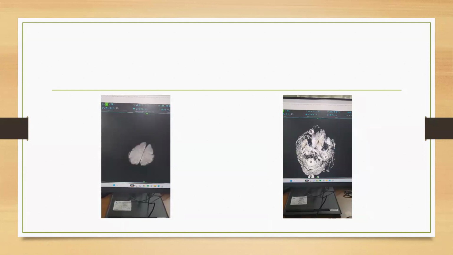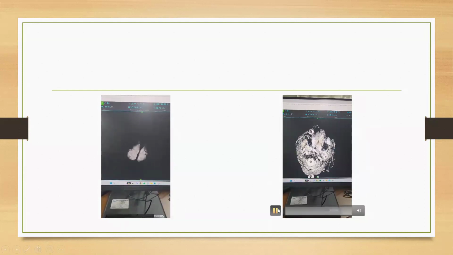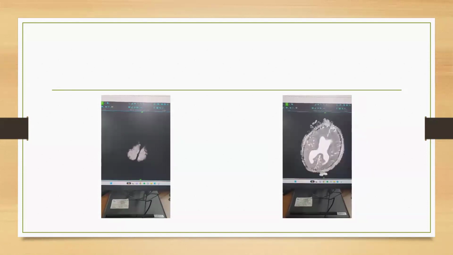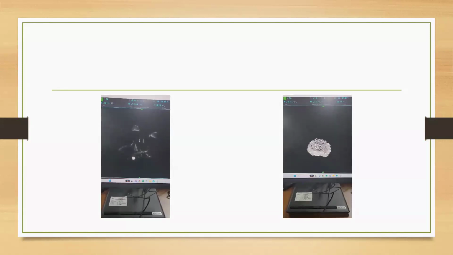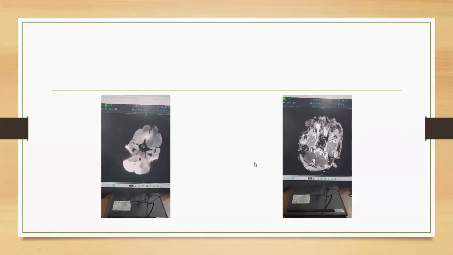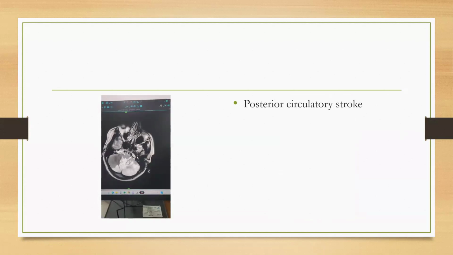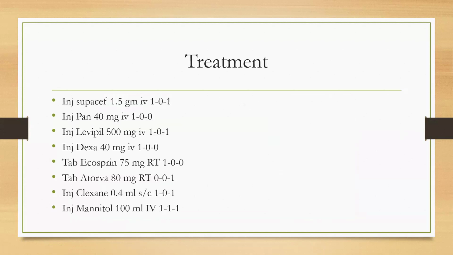We can see here this large posterior portion of the brain is involved. So this patient was diagnosed as a posterior circulatory stroke, same MRI. So we have started him on antibiotics and anti-epileptics.